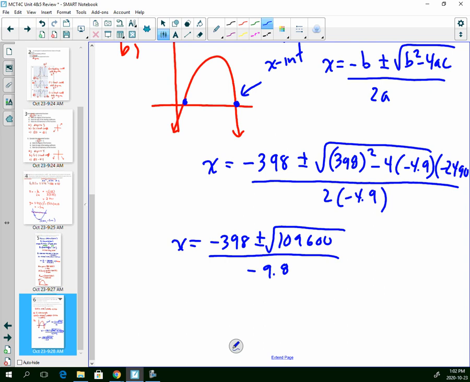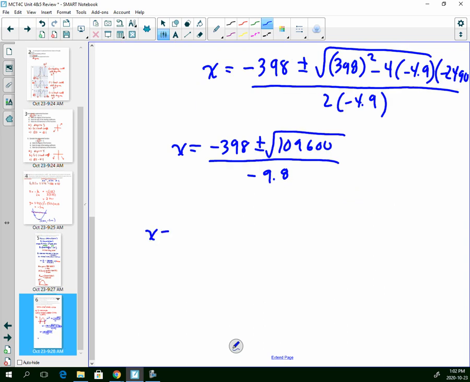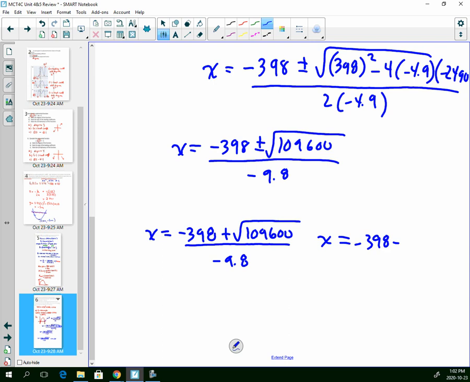Okay, so I'm going to get two solutions. I'm going to get negative 398 plus the square roots, and then I'm going to get negative 398 minus the square roots. So you'll always get two solutions. One of them is going to make sense and the other one's not. So it wants to know where it hits the ground.